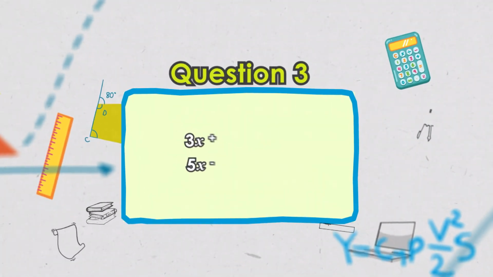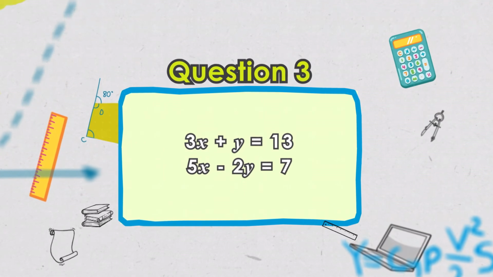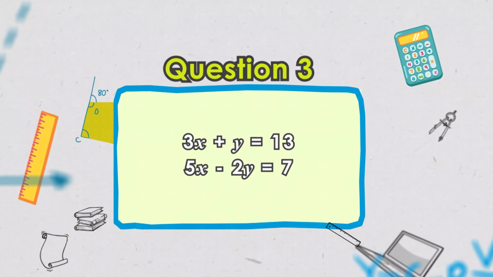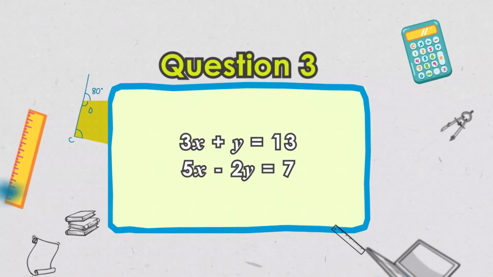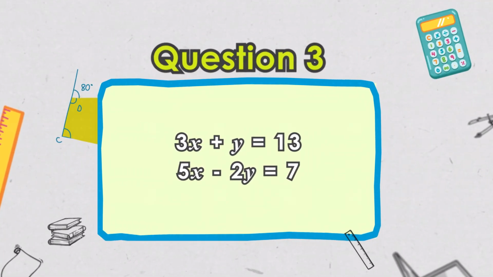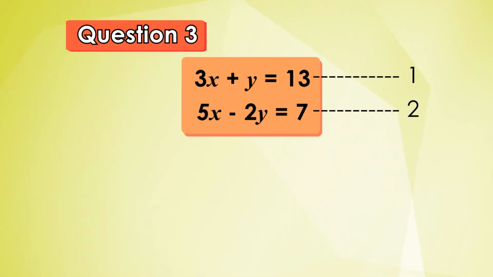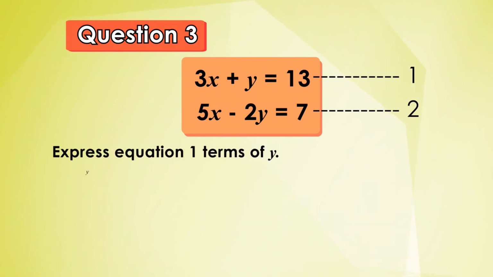Now, let's take a look at question 3. 3x plus y equals 13. 5x minus 2y equals 7. The coefficient of y in equation 1 is 1. So first we make y the subject of equation 1. y equals 13 subtract 3x.